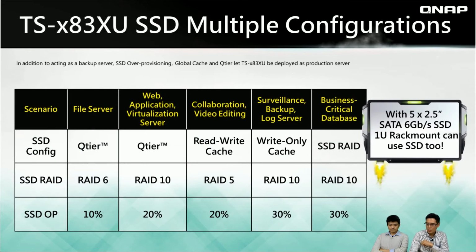And this is our suggestion for you. If you are a file server, you can leverage the SSD as a Q-tier function. You can configure the SSD RAID as RAID 6 and set the SSD over provisioning to 10%. This is just a reference for our customers.